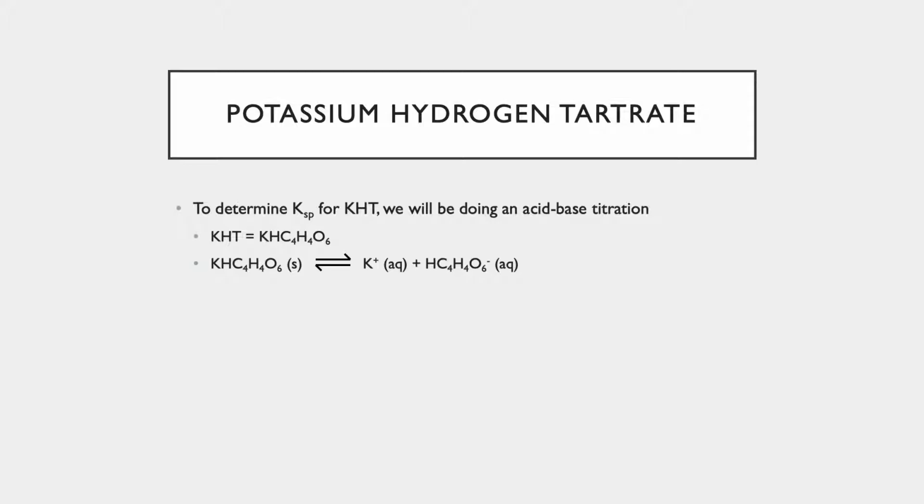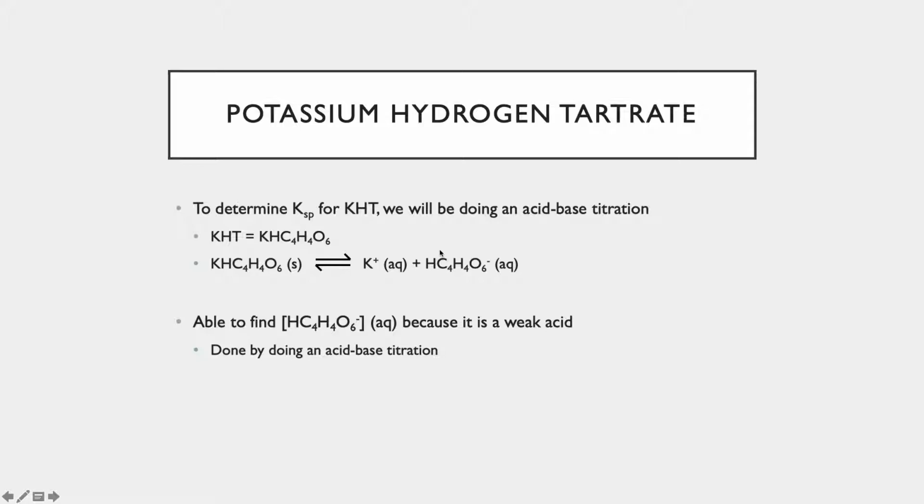And in order to find our KSP, we need to know the concentrations of these two ions. But those aren't things that are easy to just look at a solution and immediately know. So what we're going to do is try to find the concentration of this ion right here. That hydrogen tartrate ion itself is a weak acid. That's why we see the one hydrogen written out in front while the rest are embedded into the formula.